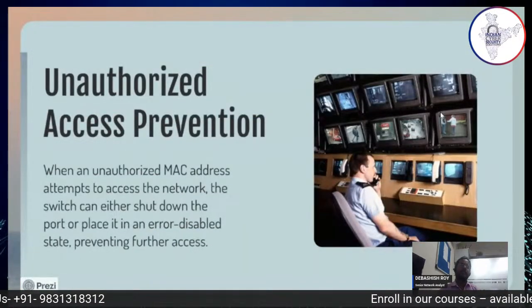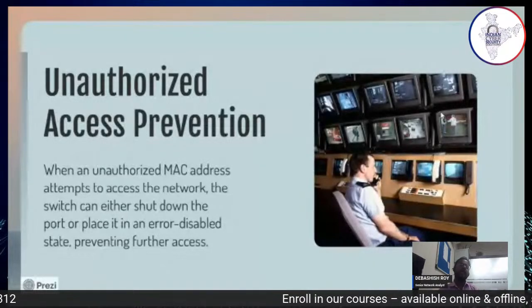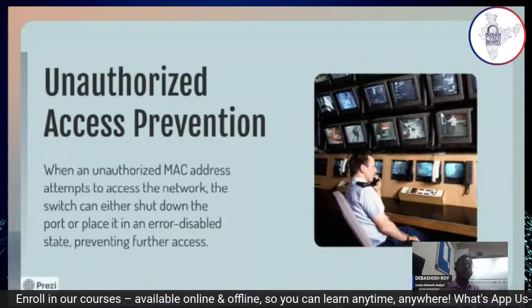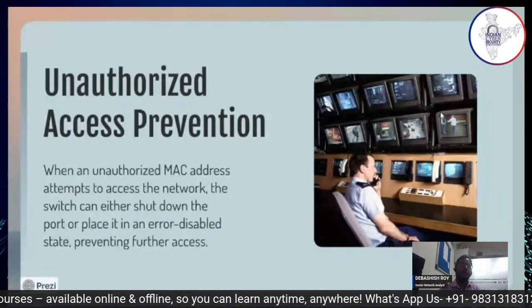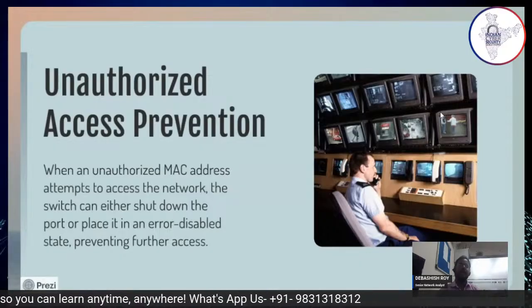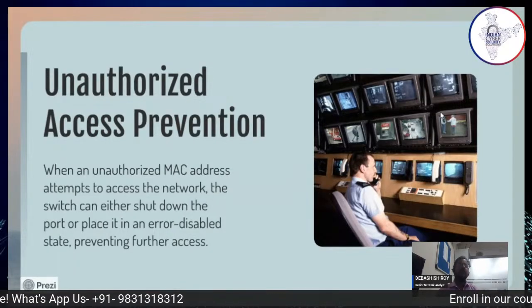Unauthorized access prevention means when an unauthorized MAC address attempts to access the network, the switch can either shut down the port or place it in an error disable state, preventing further access. So if any port is in the error disable state, you cannot open it straight away. You have to put it in shutdown state and then do the no shutdown.